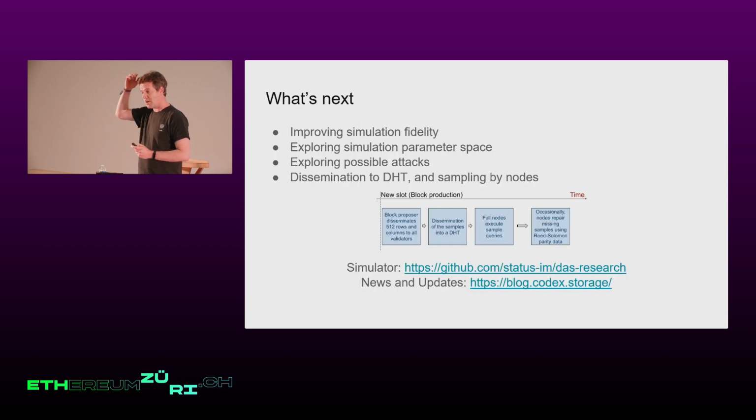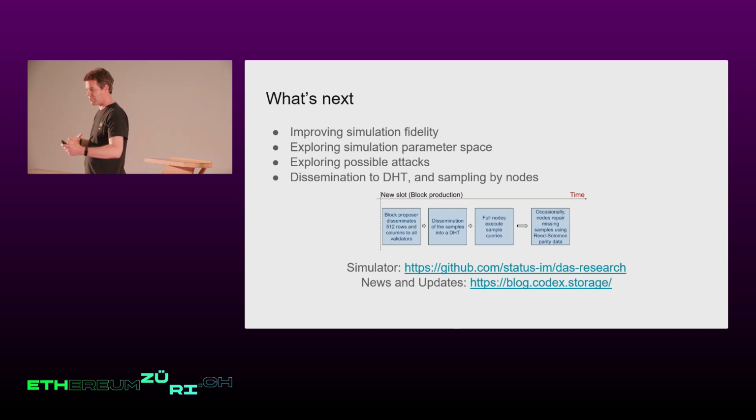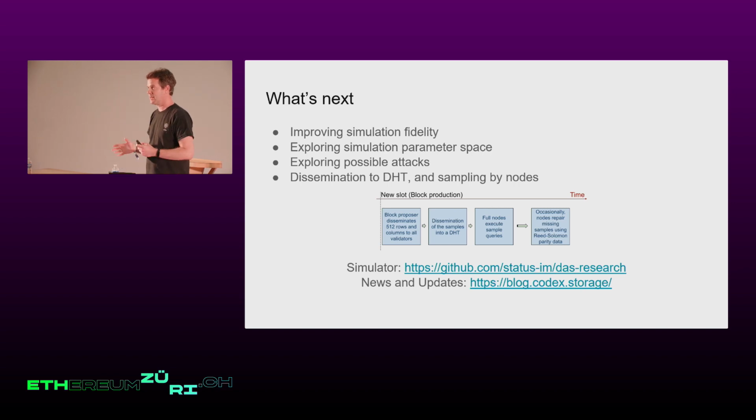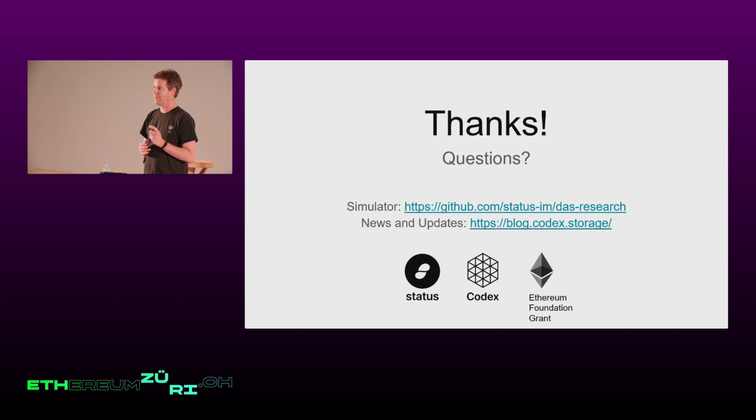So we have the simulator now. As I said, it's quite work in progress. We are using it to figure out the right combinations, figure out what the gossip parameters mean. So we are experimenting with different variations. We will improve the simulation fidelity. We will do parameter space exploration. The curves I've shown you were single runs, so they are not statistically relevant. Exploring attacks, and then dealing with the other parts, the dissemination to the DHT and the sampling. So, thank you. If there are any questions.